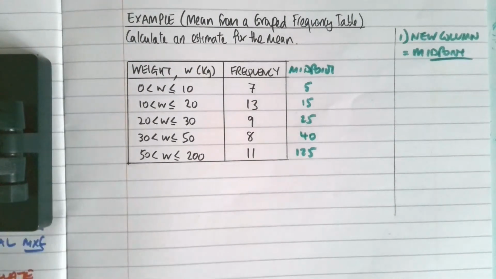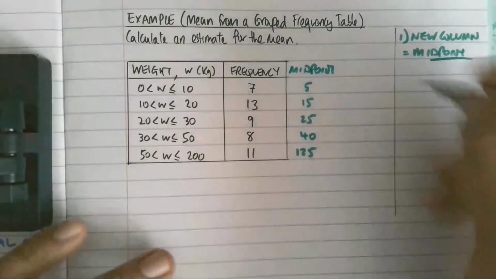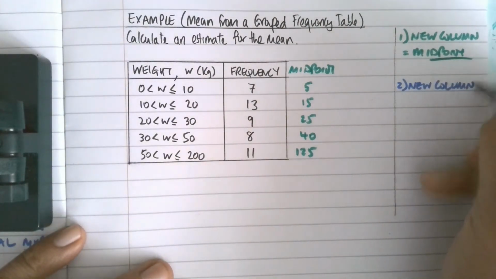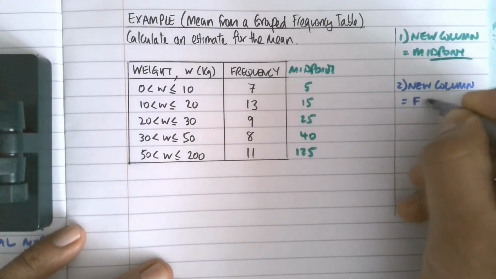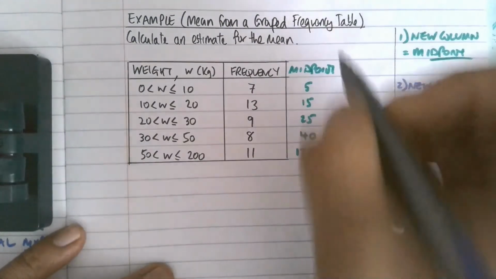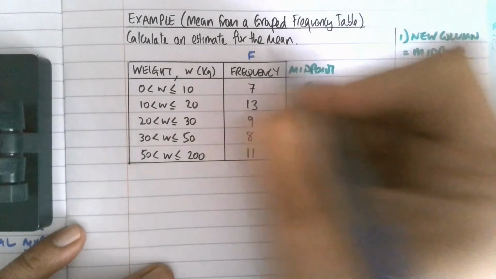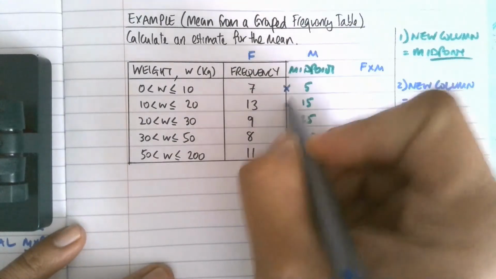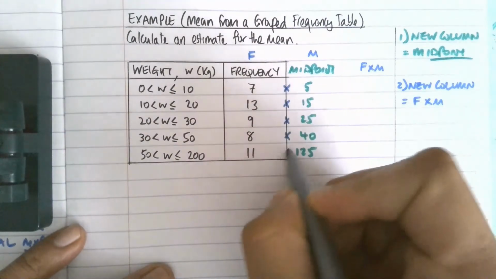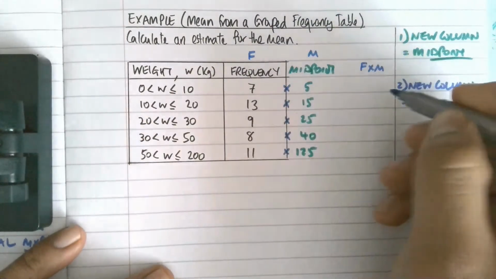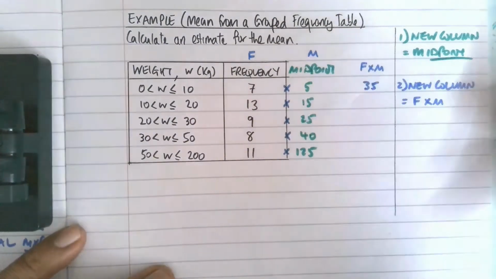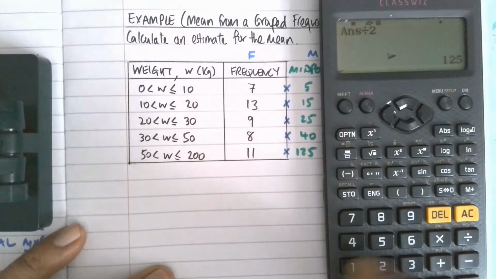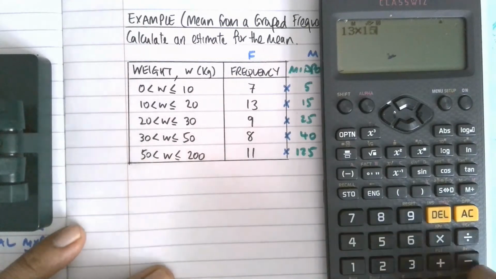And then we need to add in a new column. That will be the second step, and that will be f times the midpoint, the frequency times the midpoint. In other words, there are 7 rocks in that first weight range, and if those 7 rocks have a weight of 5 kilograms, then together they have a weight of 35 kilograms. If there's 13 rocks in the second range that have a weight of 15 kilograms, then we just multiply to work out their sum weight, their total weight. That's the reason we multiply.